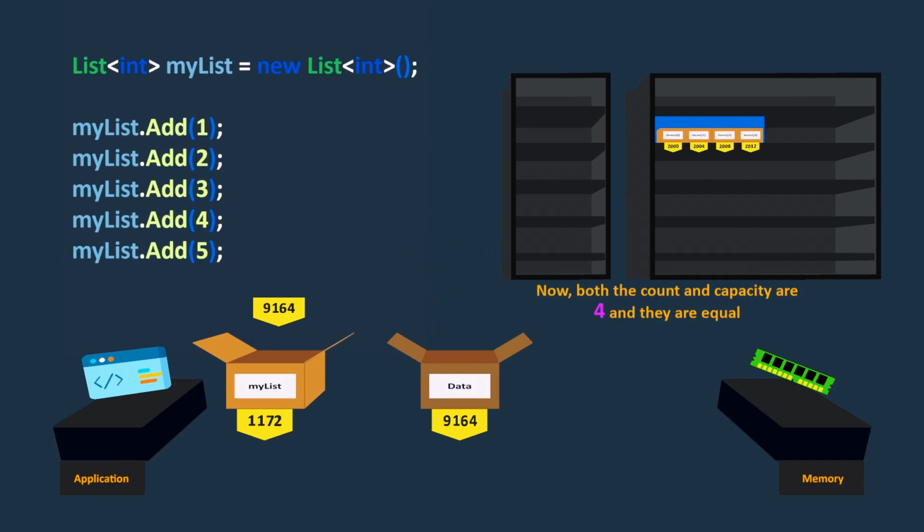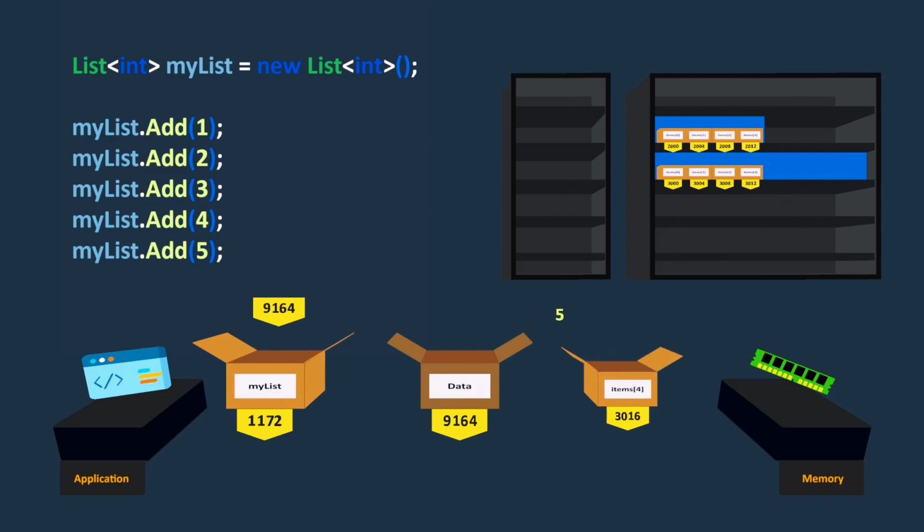But there is a different situation when adding the fifth element. In fact, before adding each element, the list checks if the count is smaller than the capacity. If it is, the element is added to the list. However, when adding the fifth element, the count is equal to the capacity. In these cases, the list expands by creating a new array that is twice as big as before. It then adds the new element along with the existing elements to the new array.